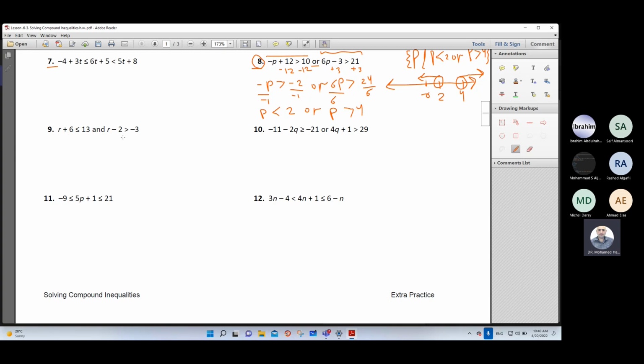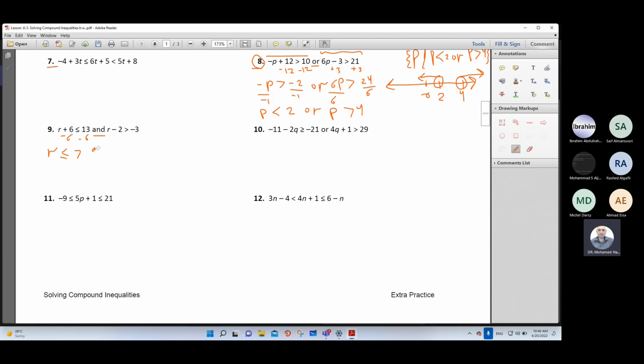In number 9, as you see here, we have a compound, but here we have "and". So try to solve r plus 6 is less than or equal to 13. Try to remove 6 from here, so minus 6 here, minus 6 here. Plus 6 minus 6 will be 0. Remains here r less than or equal to 13 minus 6, which will be 7.